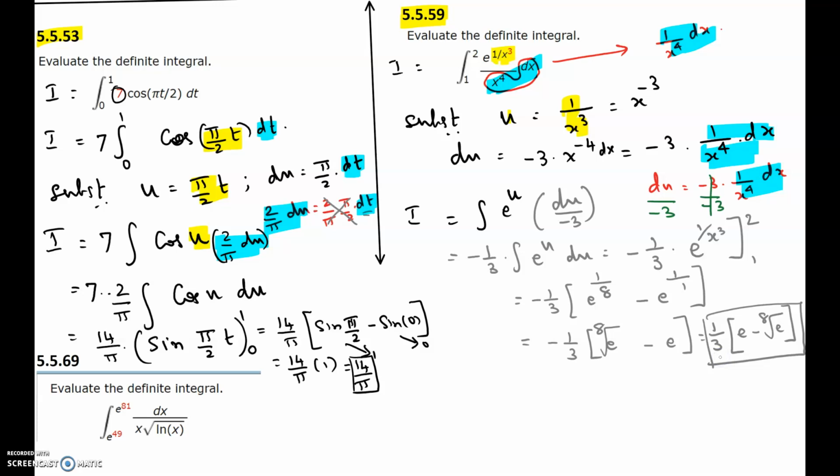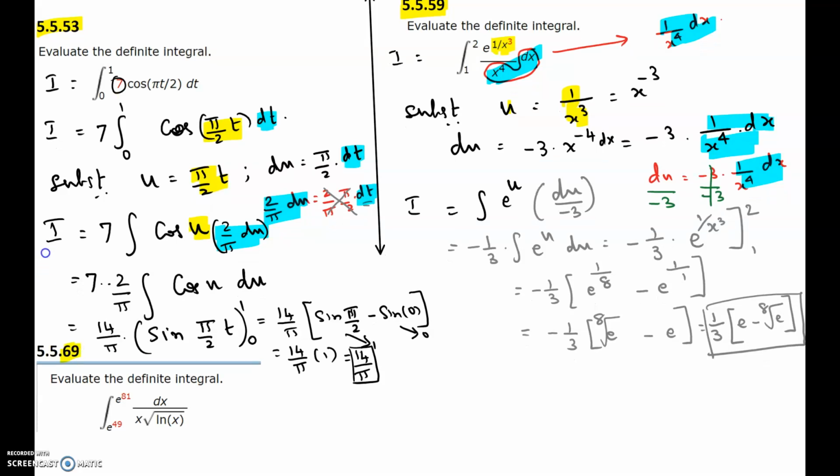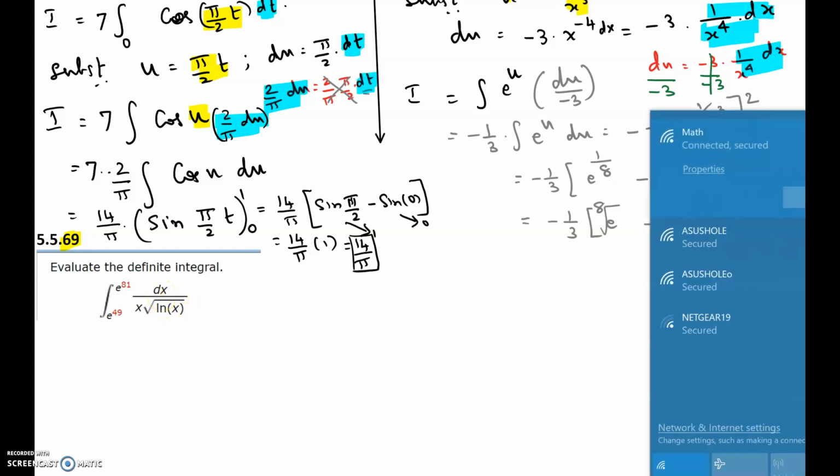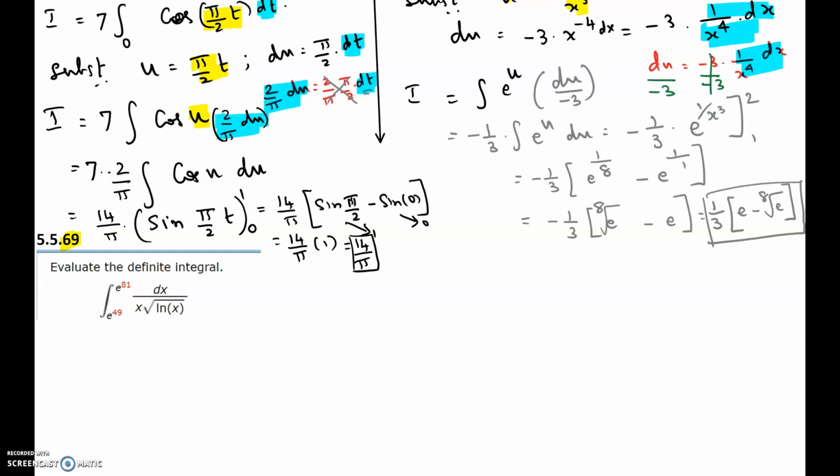The next one is problem number 69. Evaluate the definite integral from e to the 49 to e to the 81 of the function 1 over x times square root of ln x dx. Obviously for this problem too we have to substitute. So u equals ln x, or du equals 1 over x dx.